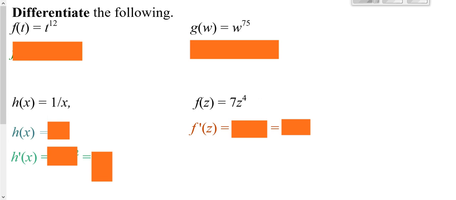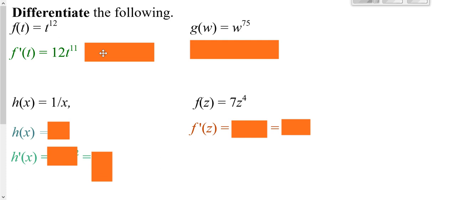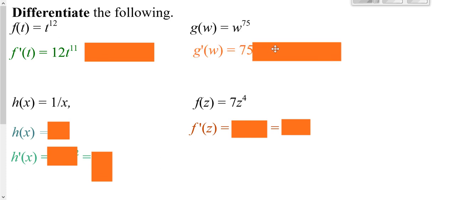So go ahead, try to do your derivatives of all these. Put the exponent in front for your derivative. Notice it's f prime of t. Put the exponent in front, decrease exponent by 1. G prime of w, put the exponent in front, decrease your exponent by 1.